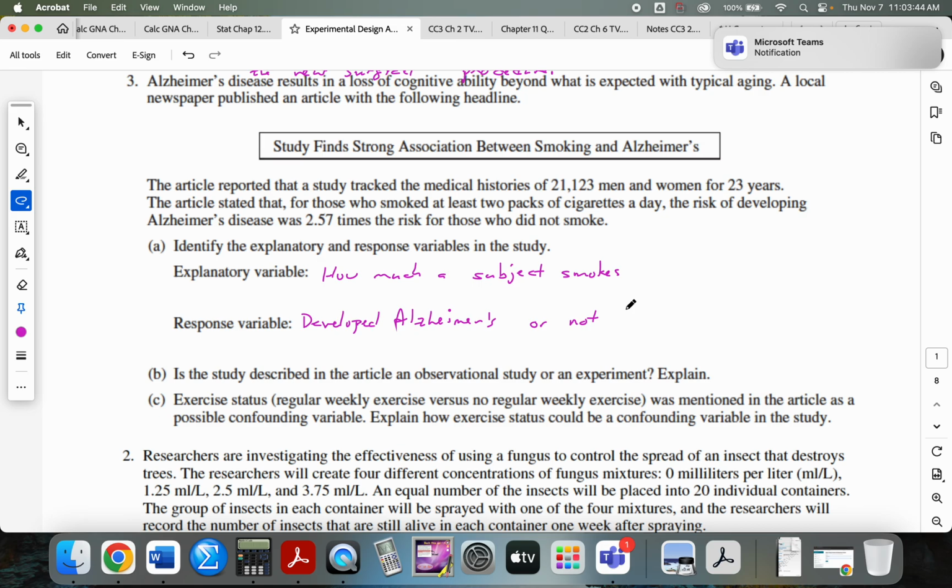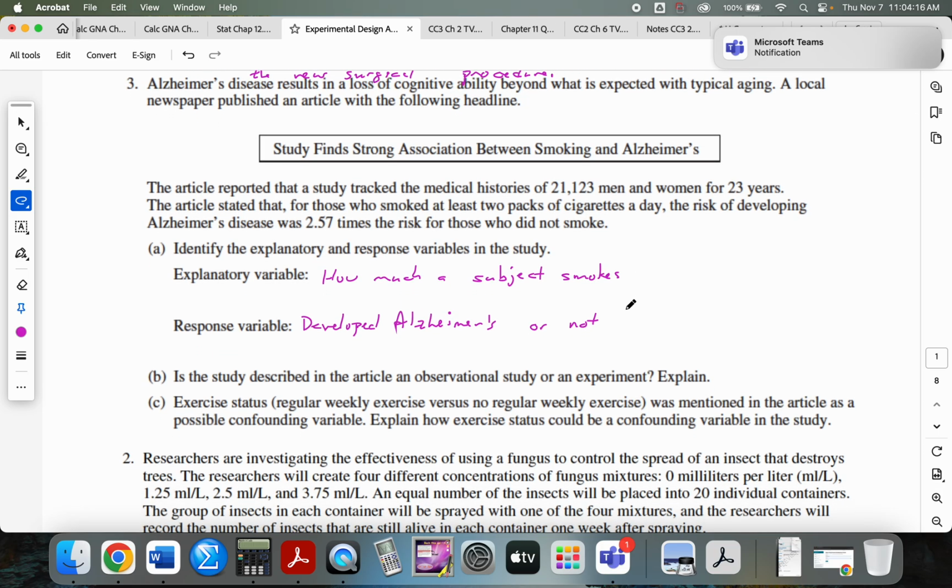So, is this an observational study or an experiment? Observational. And although they didn't ask, is it retrospective or prospective? I was just gonna ask that. Prospective. You're both wrong. It's retrospective. No. Because they picked a group of people and looked backwards in time. Oh, I thought they looked forward, because they're seeing if they develop Alzheimer's. Now, it says they tracked the medical histories of these people. Oh, dang it.